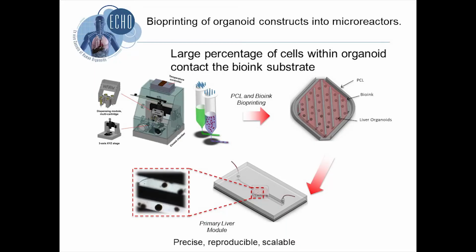What we use bioprinting for in the ECHO program is the application of the tissue organoids into some different geometry microreactors that we've developed. The idea being that if we want to scale this up and mass produce these for perhaps drug discovery or pharma applications, we would have a bioink and a bioprinting system that we could rapidly apply the tissue organoids to microreactors in a precise, reproducible, and scalable manner.